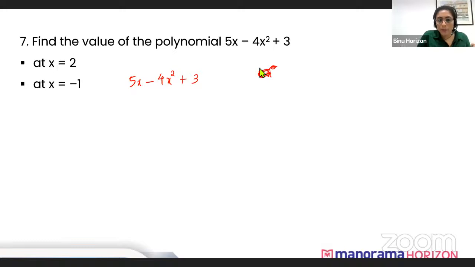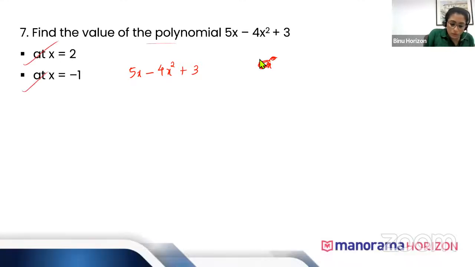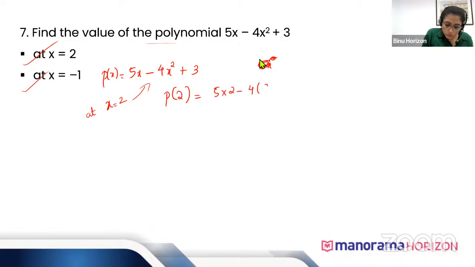5x minus 4x square plus 3. You have to find the value of the polynomial at x is equal to 2 and x is equal to minus 1. So what you have to do at x is equal to 2 means just put x is equal to 2 in this particular polynomial. So let p of x is equal to this. Now p of 2 we have to find. Just substitute the value of 2 into this. 5 into 2 minus 4 into 2 square plus 3. 5 into 2 is 10, minus 4 into 2 square is 4, plus 3. That is 13 minus 16. I get it as minus 3.